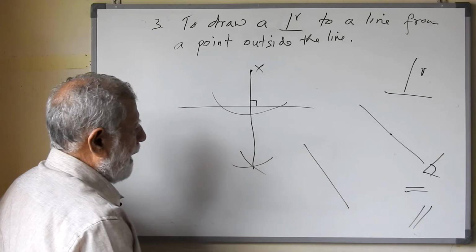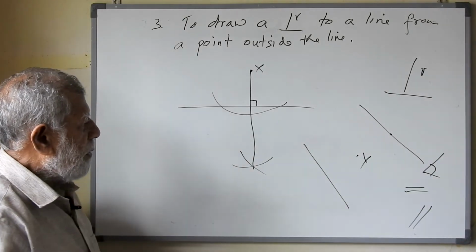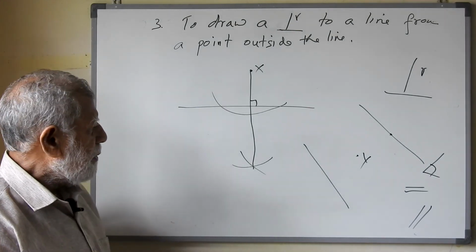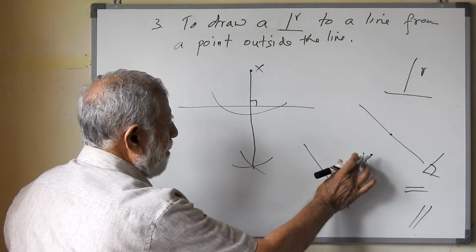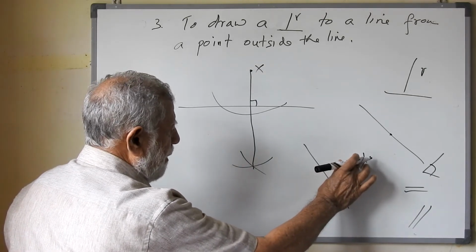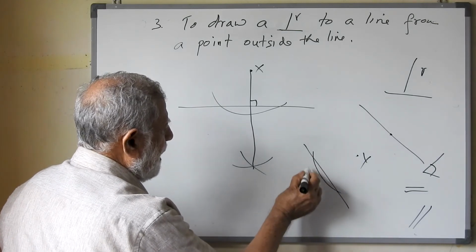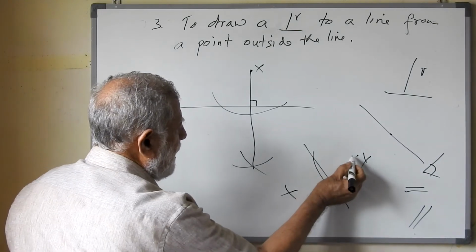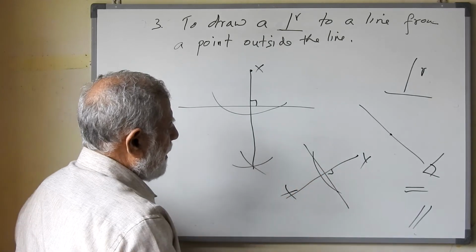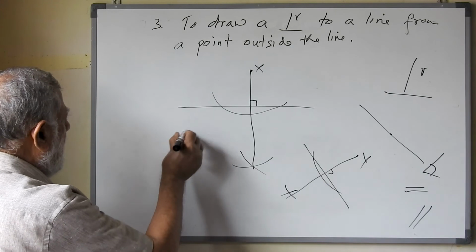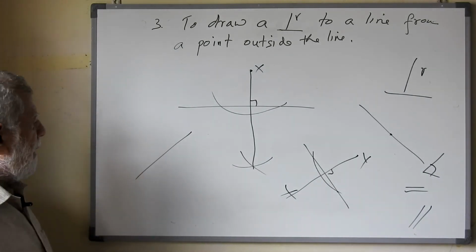Now suppose this is another line, and you have a point here, Y. You draw perpendicular from Y to this line. So what you should do is, keep the middle point at Y, get a point here, and then draw an arc. And from these 2 points where it cuts the line, draw another 2 arcs like this, and then you join that. So this line is perpendicular to this line. Like that you must go on drawing from different positions, so that you will get enough practice.